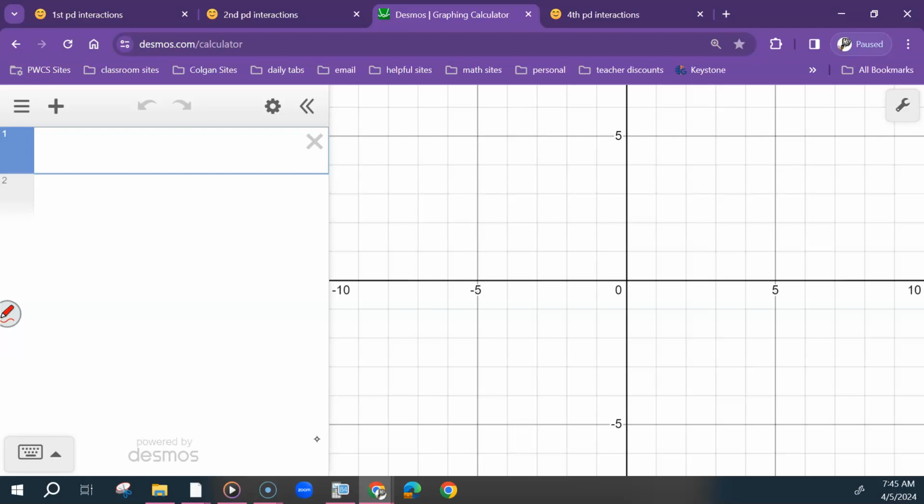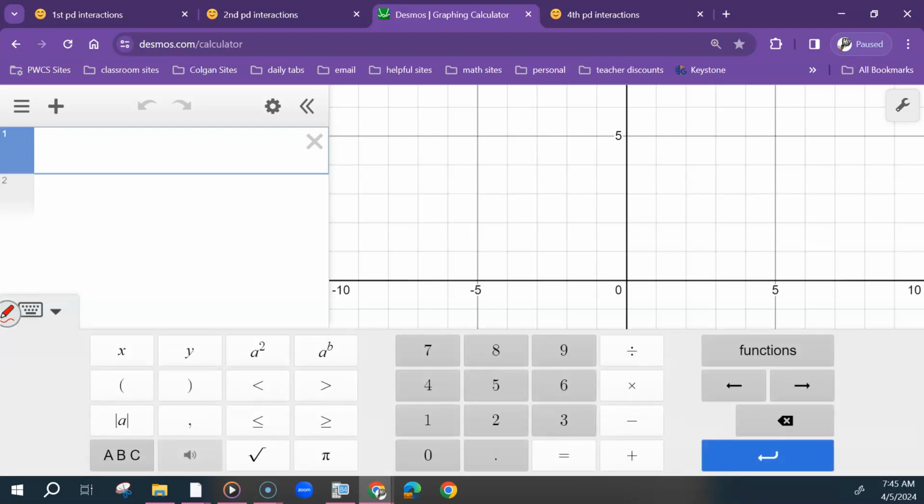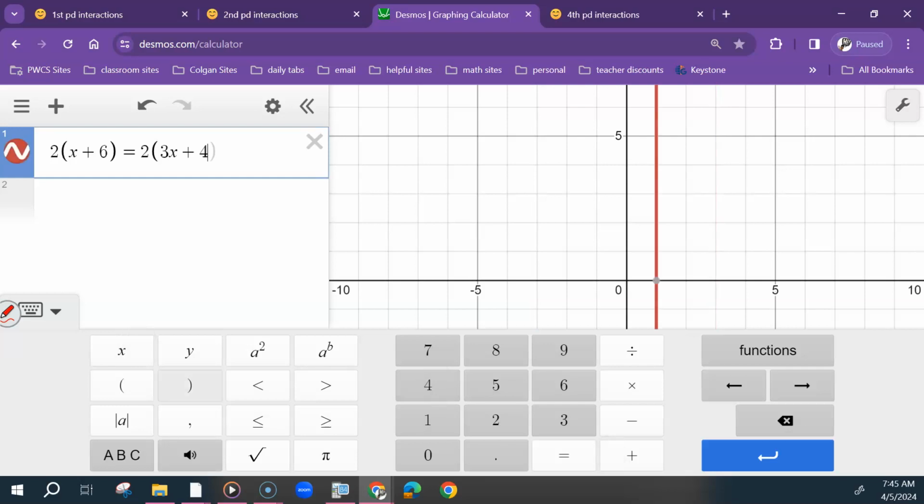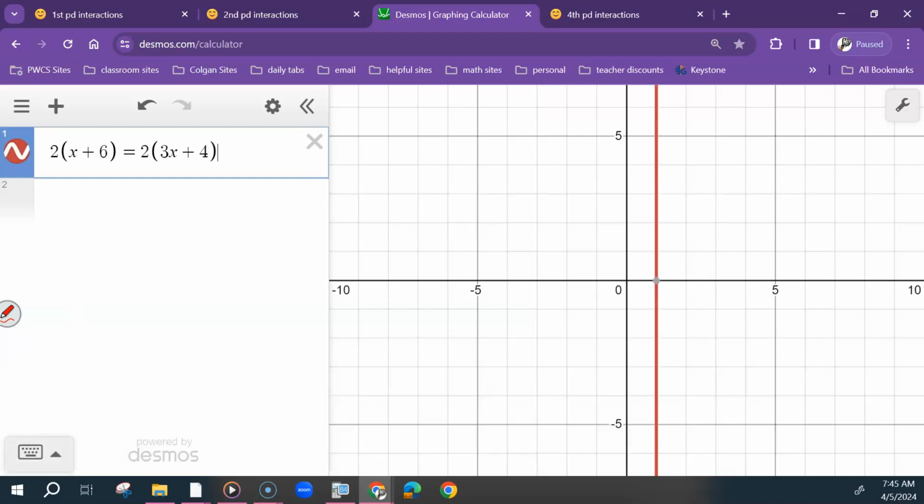So for number 3, if you type in this whole thing, we would see that this is a line at x equals 1. So that is one solution. You don't need to write the x equals 1 part, but you do need to say that it's one solution.